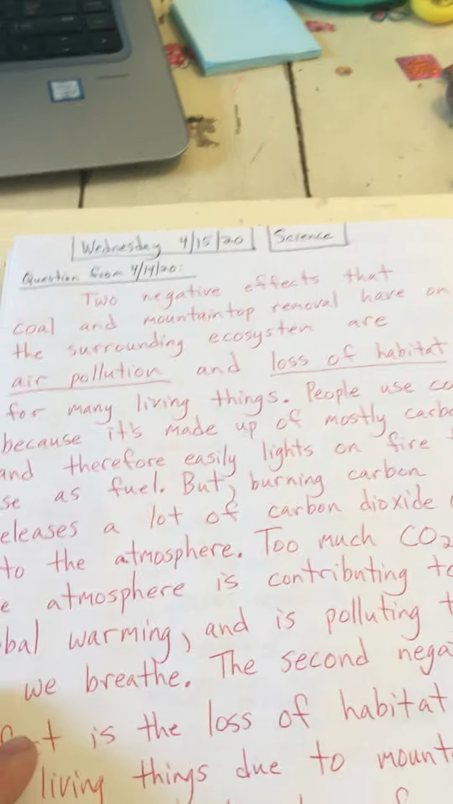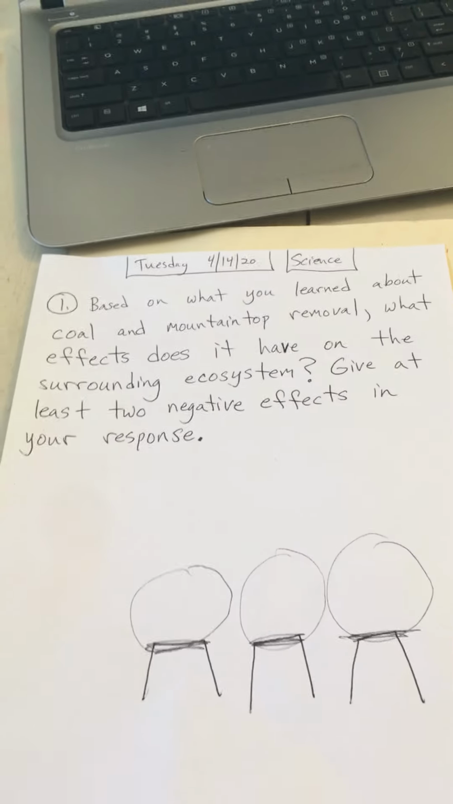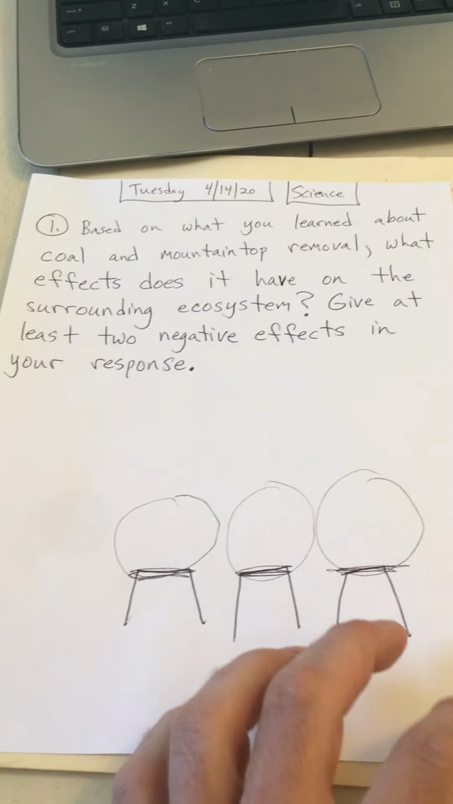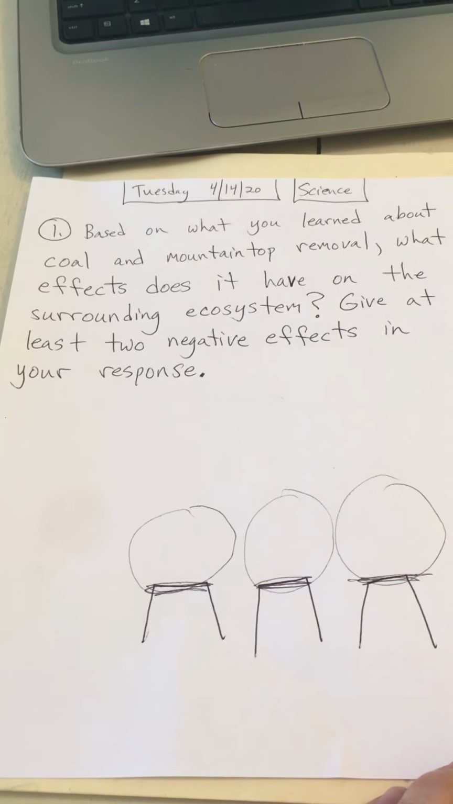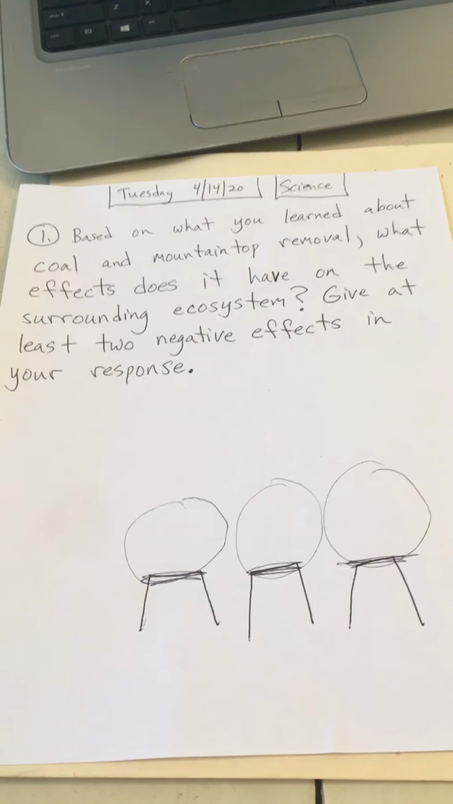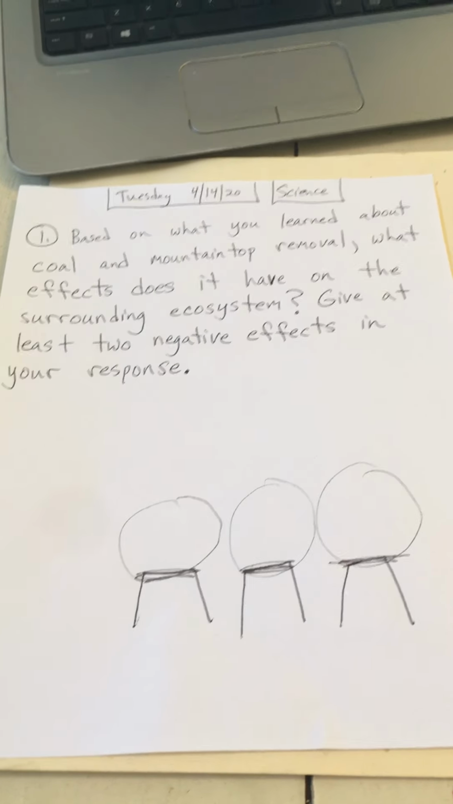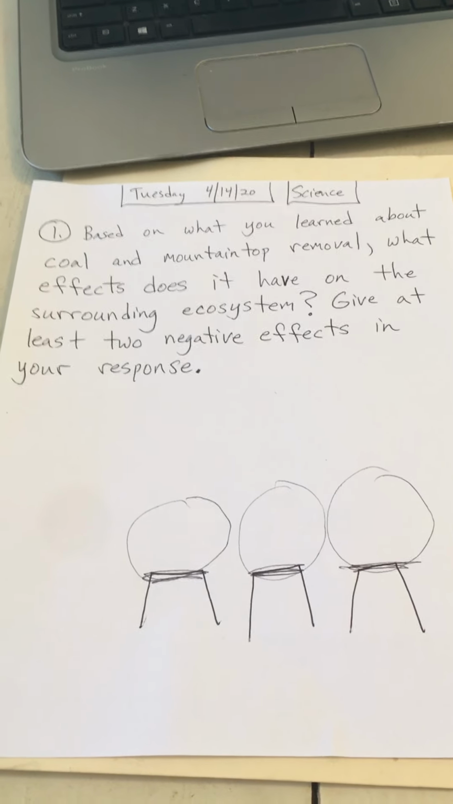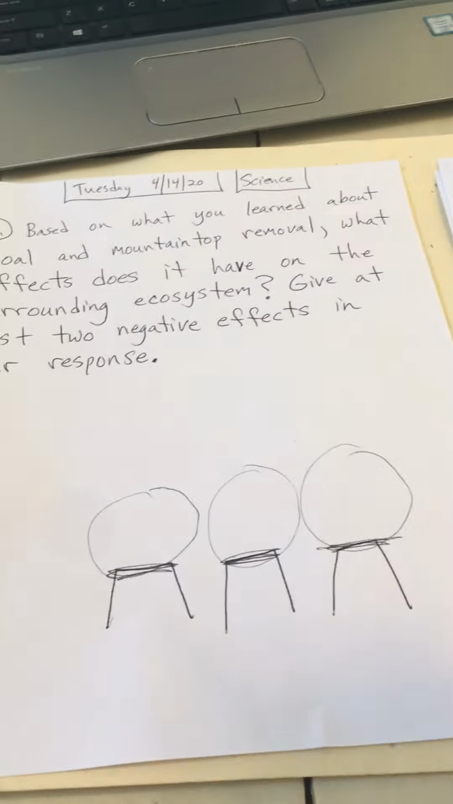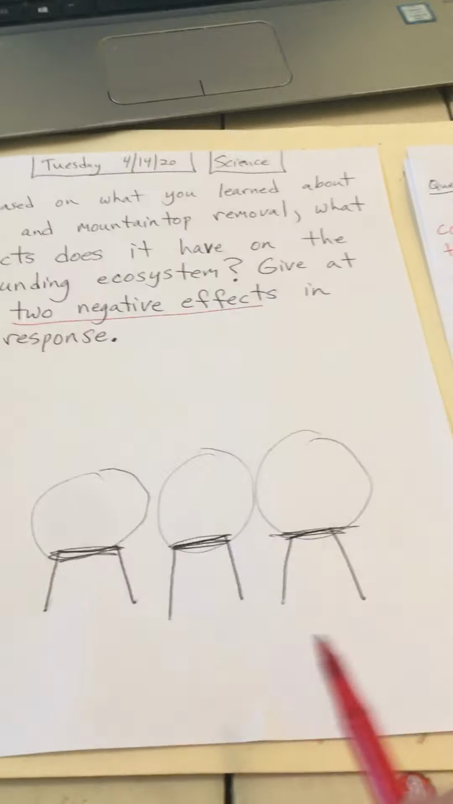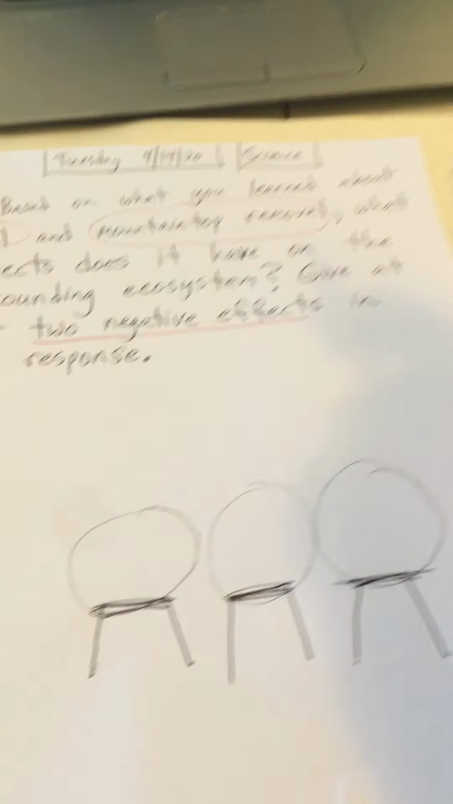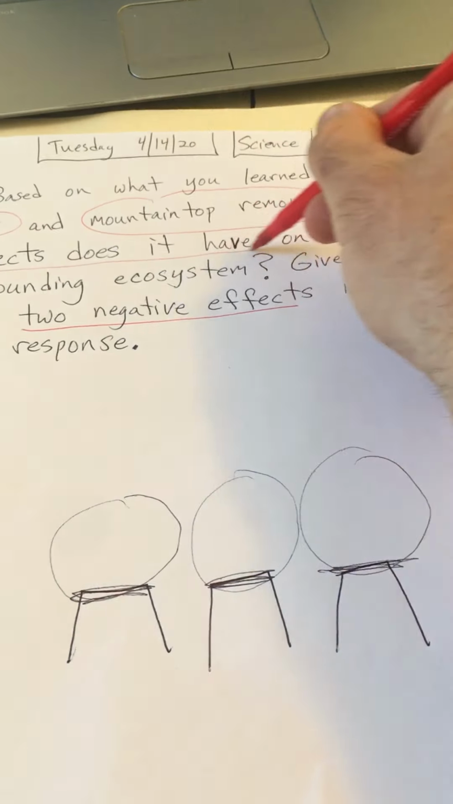All right, so this was the question I left you yesterday. We're going to start moving into something called the carbon cycle, which we'll talk about at the end of this video and more about tomorrow. This question says, based on what you learned about coal and mountaintop removal in yesterday's video, what effects does it have on the surrounding ecosystem? Give at least 2 negative effects in your response.